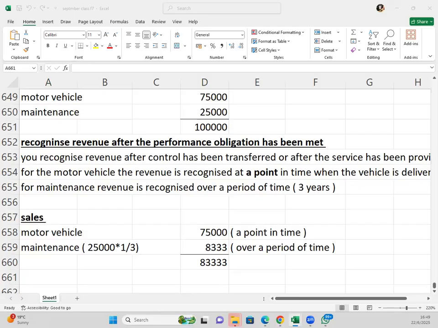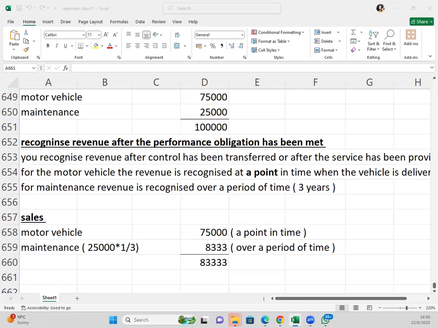So the revenue is recognized over a period of time. Then let's move on. We have recognized the 1 year revenue. What happens to the other? Because the customer has paid 100,000, including the 25,000. So what happens to the other amount we have received? We are saying we can't recognize it as revenue this year. That one will be deferred income.